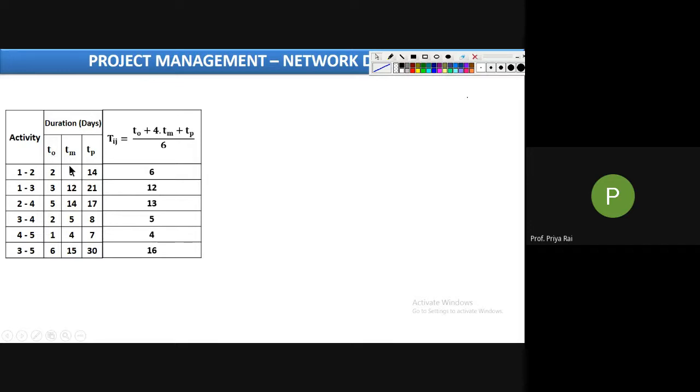Now they have asked you to draw the network diagram. So how will we draw? See, the first activities are 1 to 2 and 1 to 3. That means 1 is our first event. From 1, two arrows will come out, which are your 1 to 2 and 1 to 3. You can draw it. So this was your first activity, and this is your second activity.